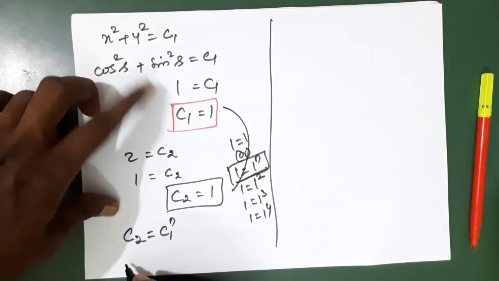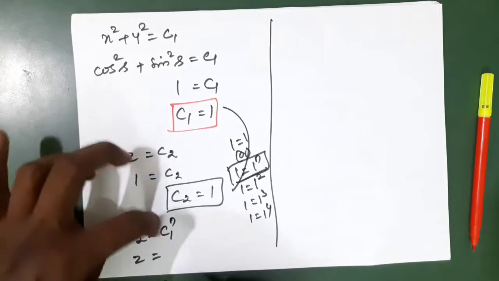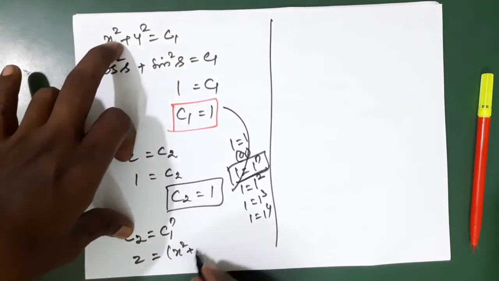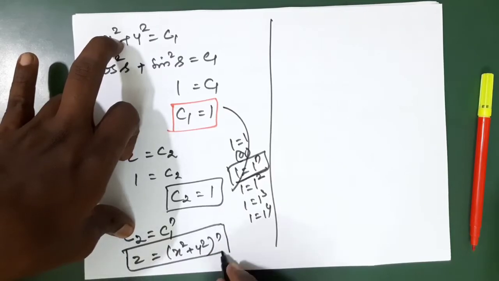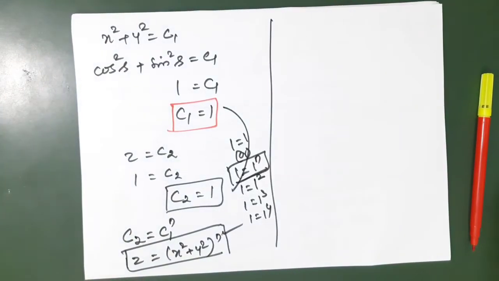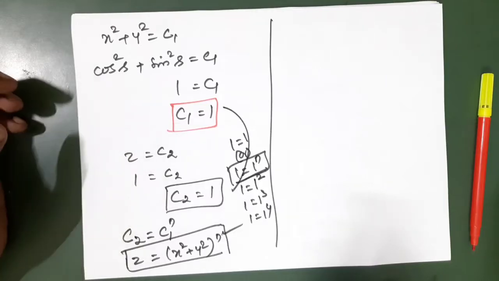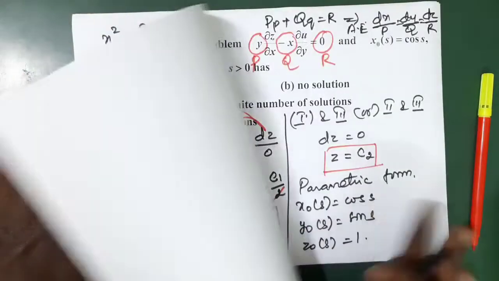So C2, what is C2 then? Z. So Z equal to what is C1? So x square plus y square whole power n. So this is the relation we are getting. Here we are getting infinite number of solutions.